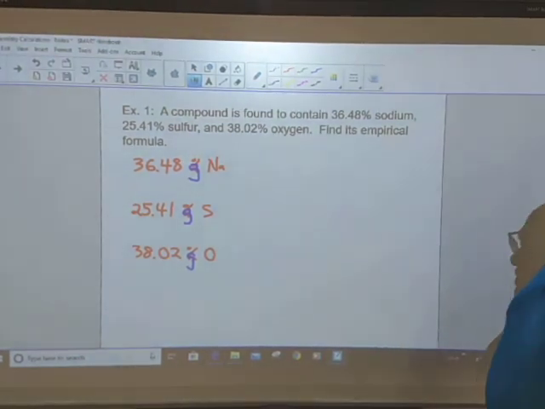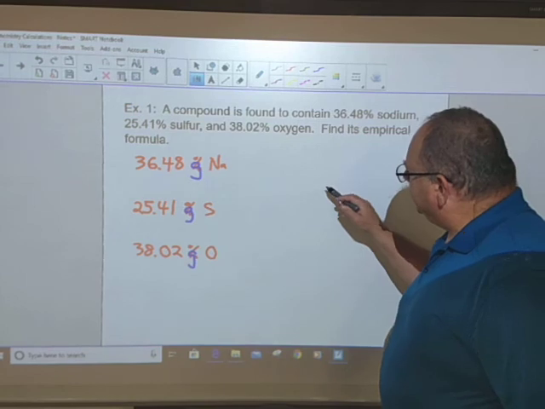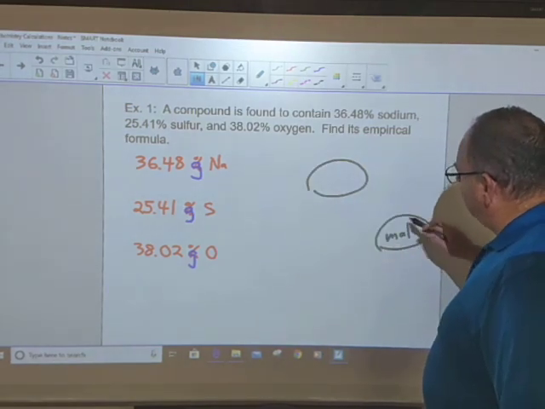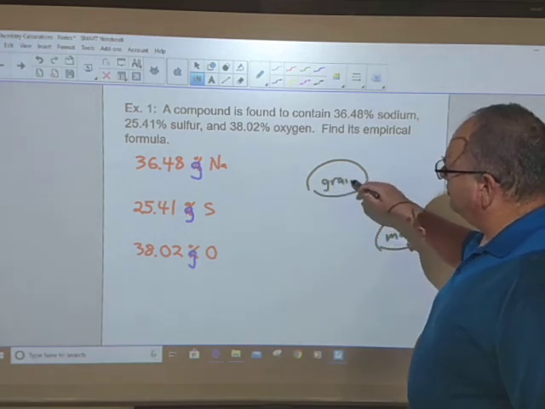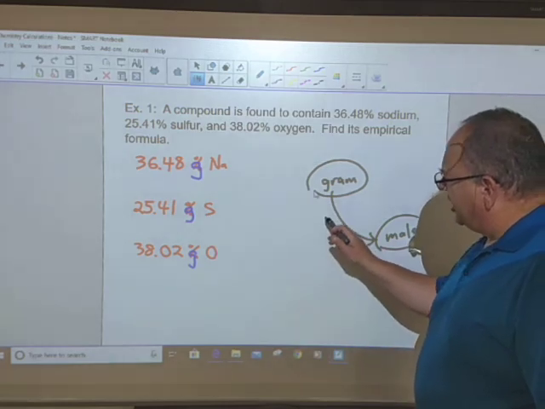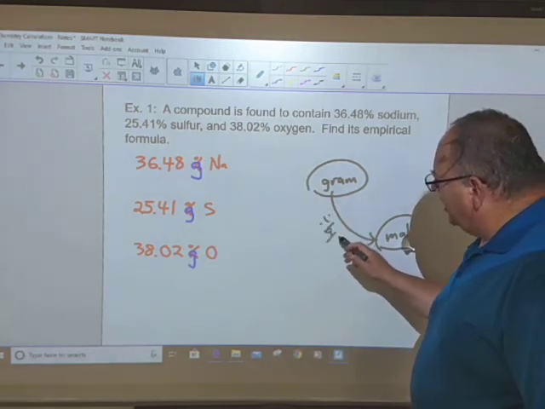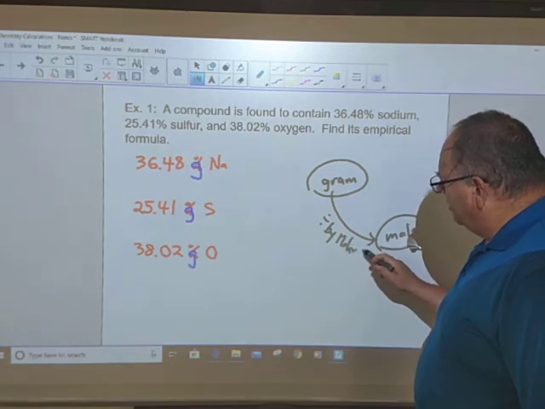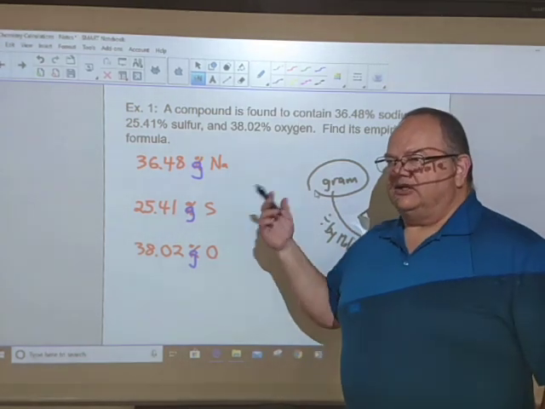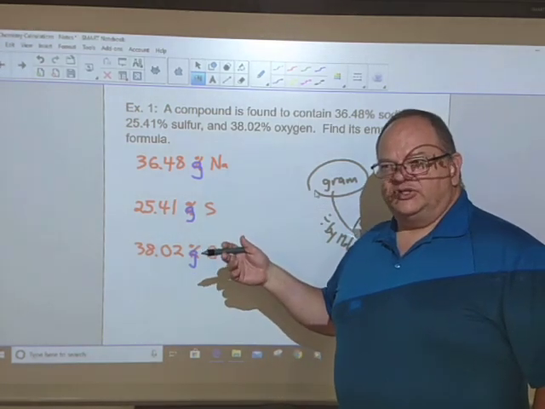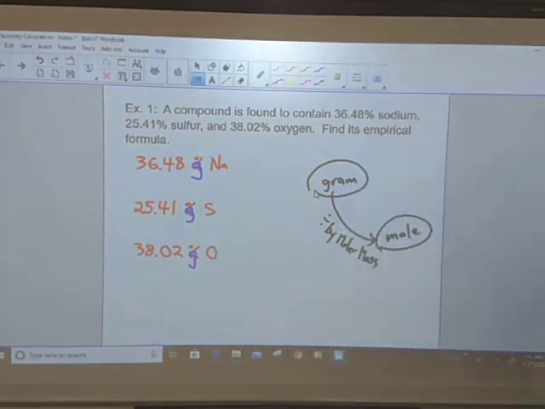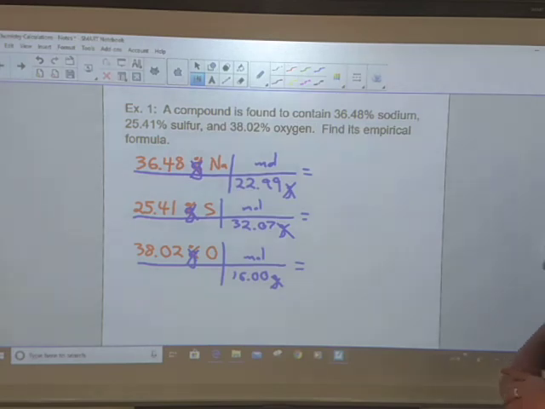Second step says grams to moles. So, remember our islands? We had mole island, and we had mass island, grams. And there was a bridge to get from grams to moles, which said divide by the molar mass. And the molar mass is the same as the formula mass that you get from your periodic table, or for a compound when you add up from the periodic table. So here's what we do.